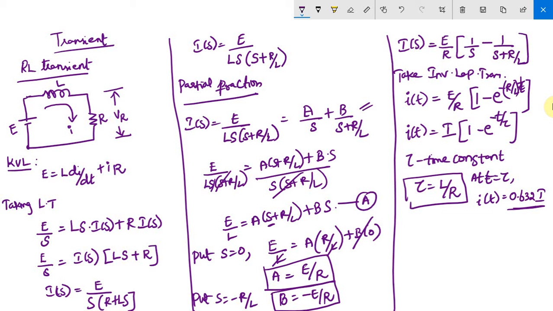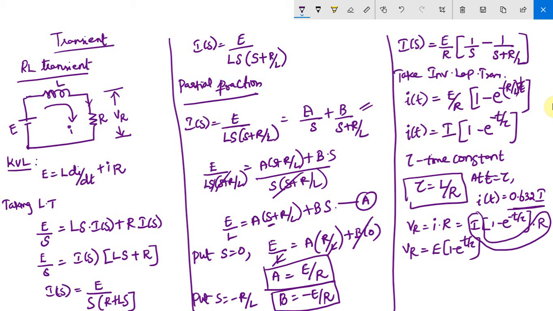So now we are going to find out the output voltage. What is the output voltage here? VR is going to be the output voltage. What is VR then? VR = I into R, right? So we know what I is: I into (1 minus e power minus t/tau), into R. So what is I into R? It's going to be E, the steady state voltage. So VR = E into (1 minus e power minus t/tau).